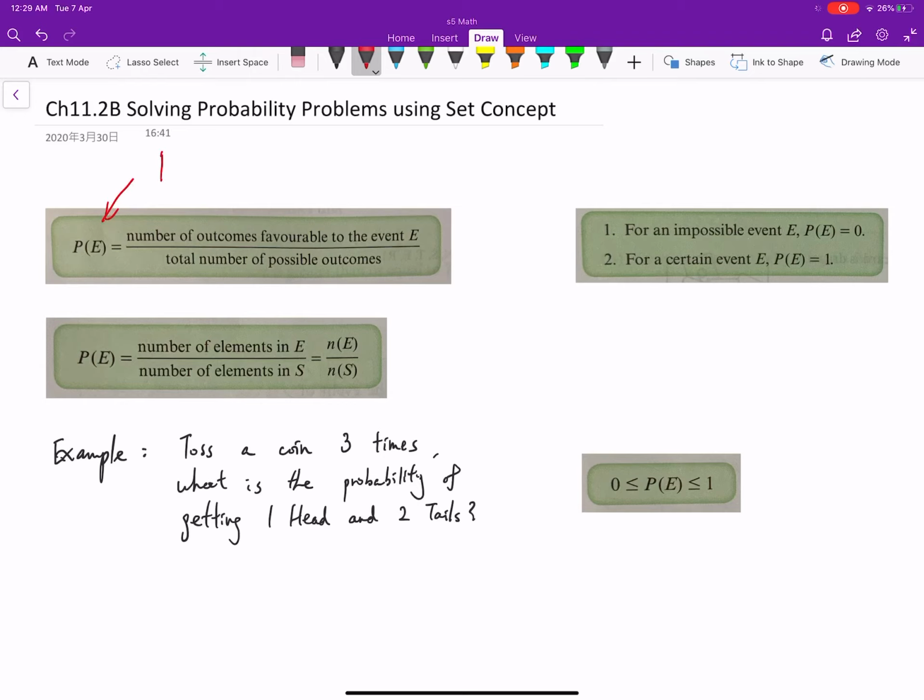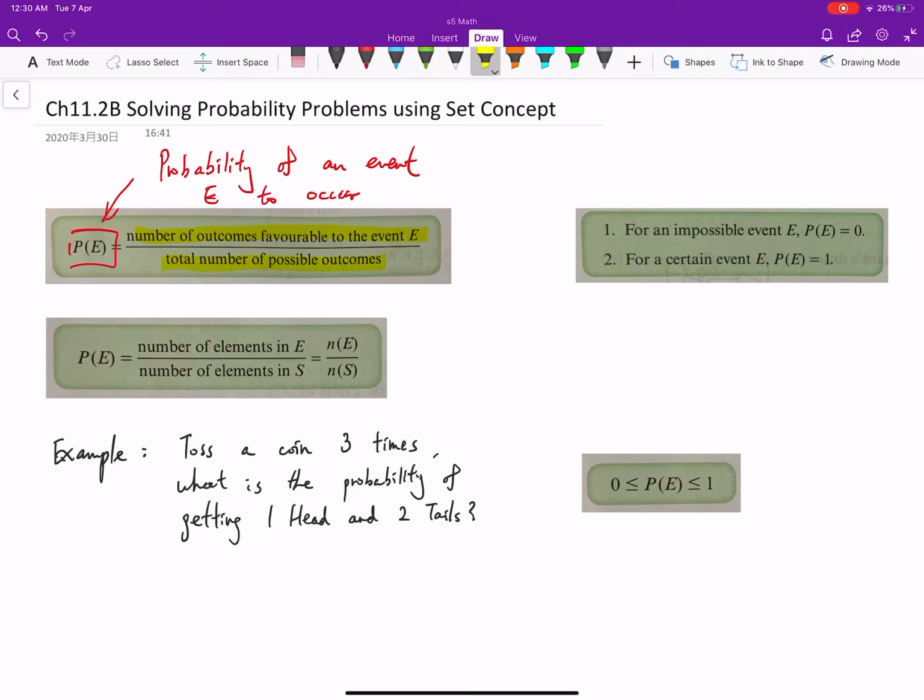Okay, here we introduce a notation, or actually you may have learned it in S3 already. This is the probability of an event E to occur. That means if this number is bigger, the chance of E to occur is bigger. It is equal to the number of possible outcomes that satisfy your event E, over the total possible outcomes.